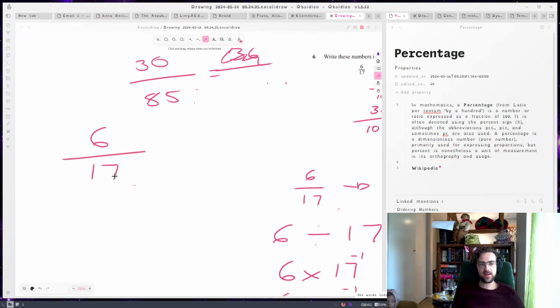So we've got 6 over 17. Okay. So what we do is we take the number on top, we put it inside. We take the number at the bottom and we put it on the outside.